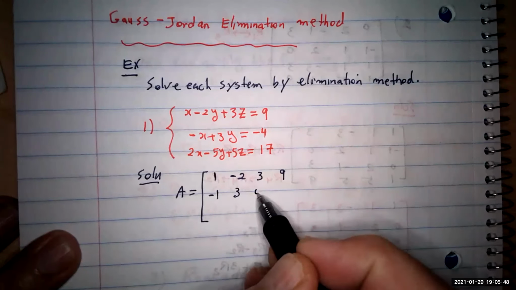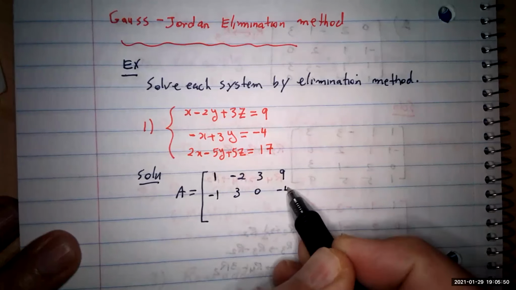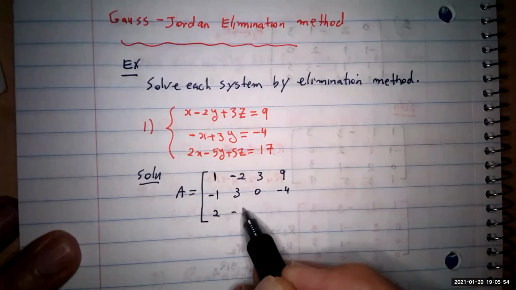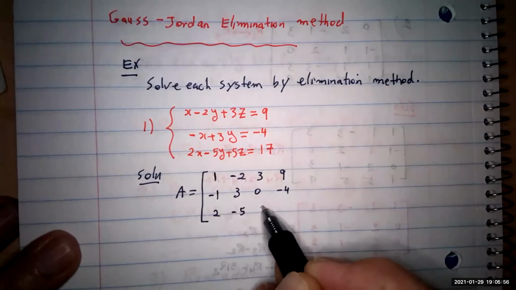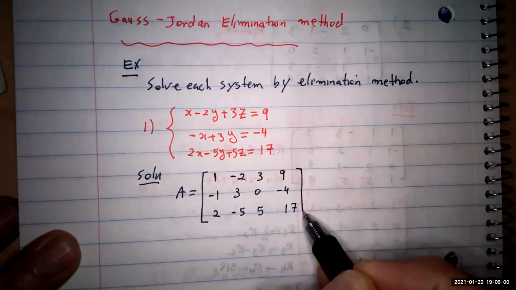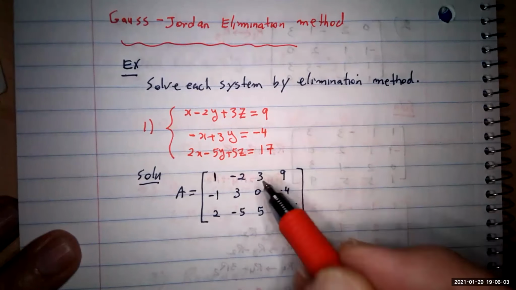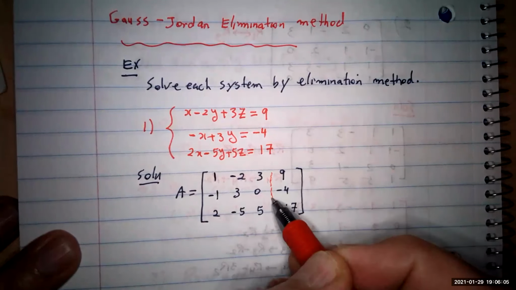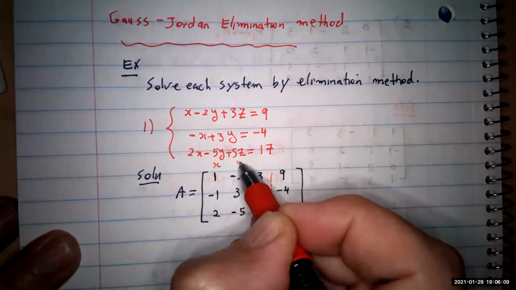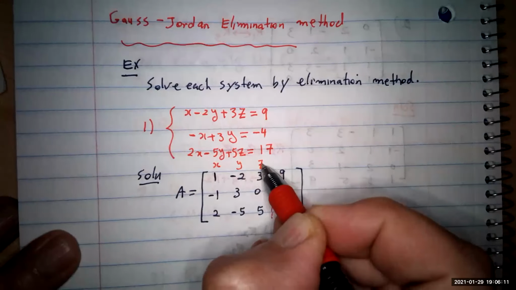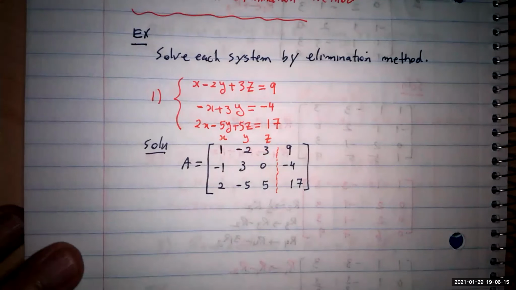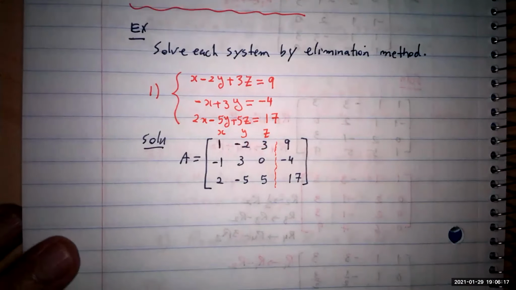There is no z, so it's going to be 0, and the constant term is -4. And the third one, we get 2, -5, 5, and 17. So this is it. You may remind yourself, this is the augmented matrix, and this would refer to the x, the y, and the z. That's it. So what we're going to do is change it to the reduced form.